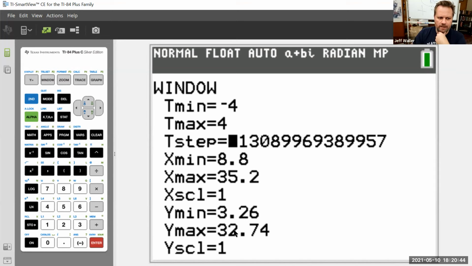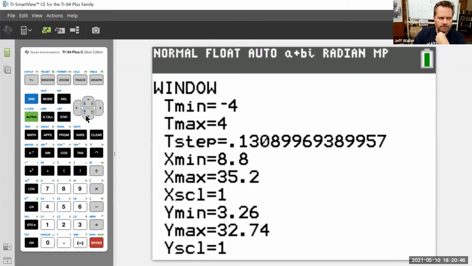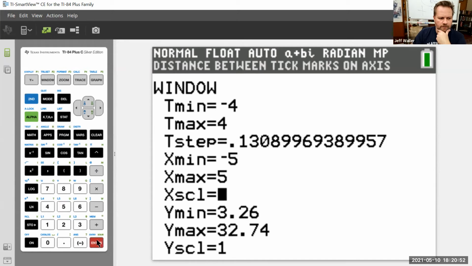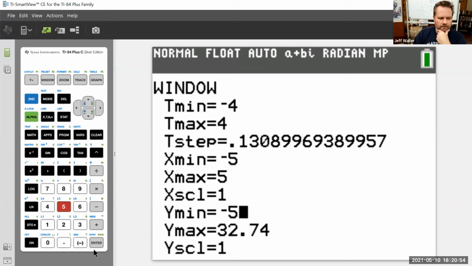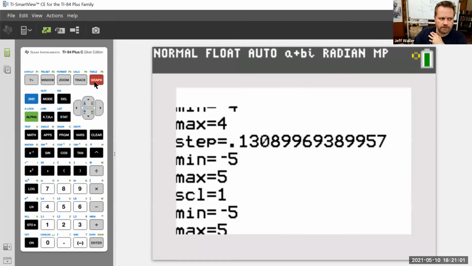And I don't know about my, oh, geez. Let's make this the same as the paper. Went from -5 to 5, and -5 to 5. There we go. So that's the same scale as I had on the paper. Yes. So see what this looks like.